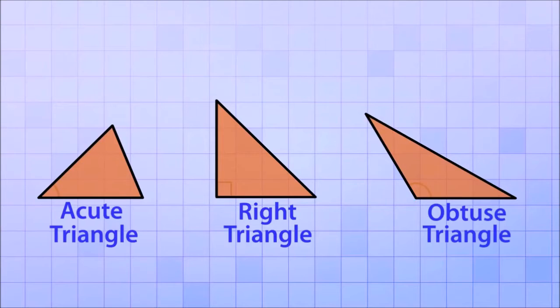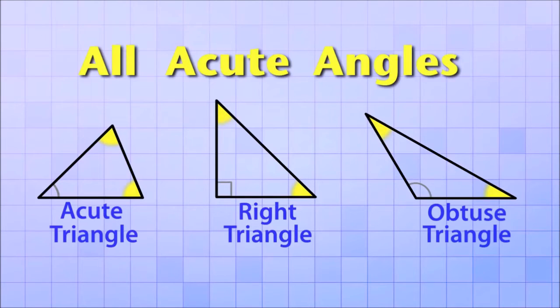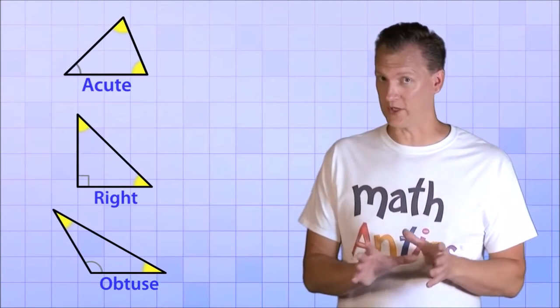So that's simple enough. But notice that for each of our three triangles, the new angles that were formed when we closed the shapes are all acute angles. So triangles always have at least two acute angles. And it's the other angle that determines what type it is. That's important to know so you don't get tricked.